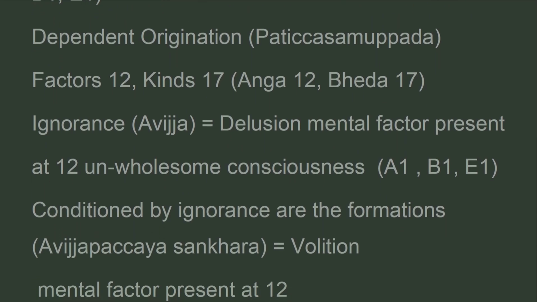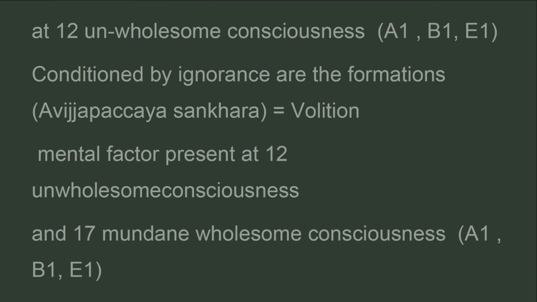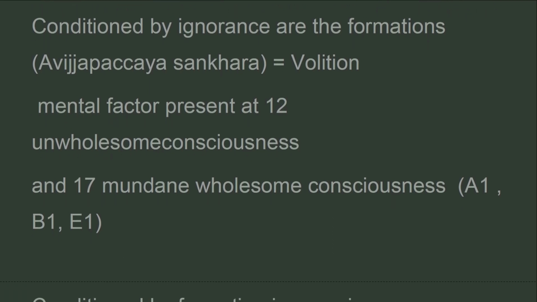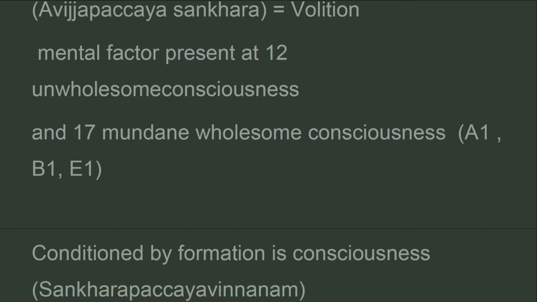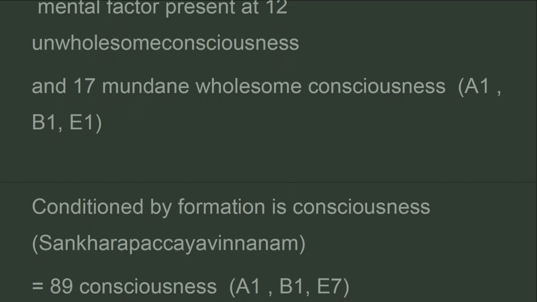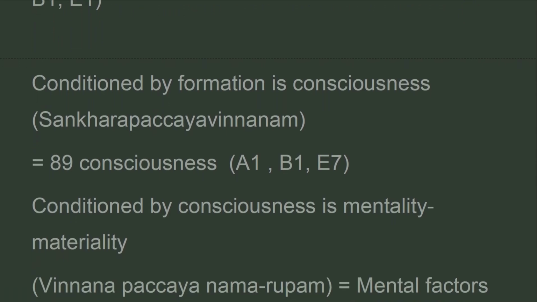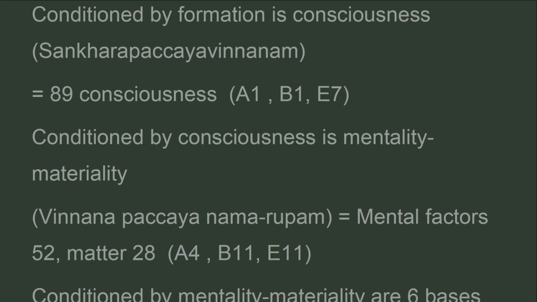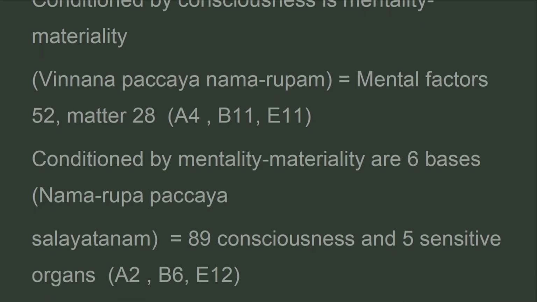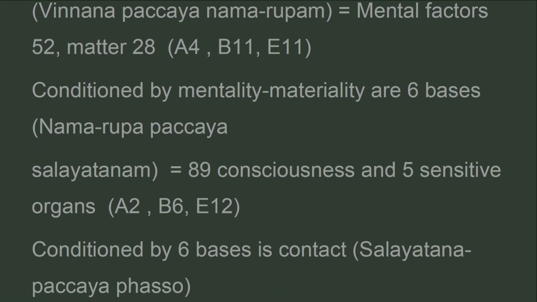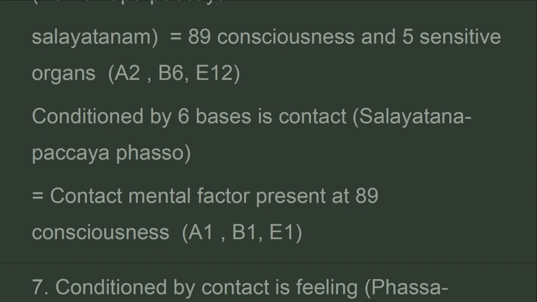1. Ignorance equals delusion mental factor present at 12 unwholesome consciousness. 2. Conditioned by ignorance are the formations equals volition mental factor present at 12 unwholesome consciousness and 17 mundane wholesome consciousness. 3. Conditioned by formation is consciousness equals 89 consciousness. 4. Conditioned by consciousness is mentality-materiality equals mental factors 52, matter 28. 5. Conditioned by mentality-materiality are the 6 bases, namarupa paccaya salayatanam, equals 89 consciousness and 5 sensitive organs.